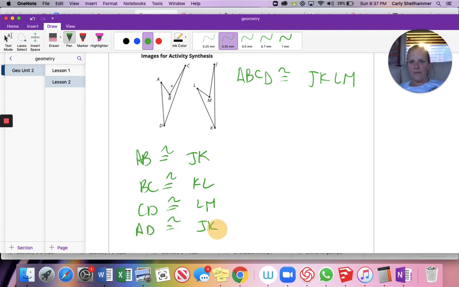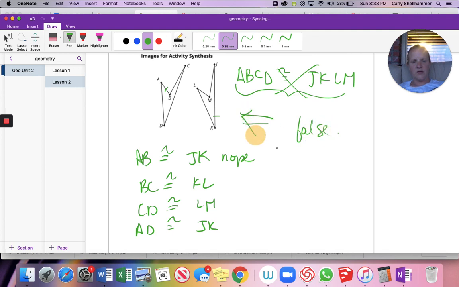Now let's check it out. AB congruent to JK. Nope. What in the world? So just the letters, and then trying to look at the drawing. Nope. So that congruent statement is false if I compare it to the drawing. Okay, BC, let's change colors, is up here. That should be congruent to KL. Okay, nope. So that is in the wrong order.